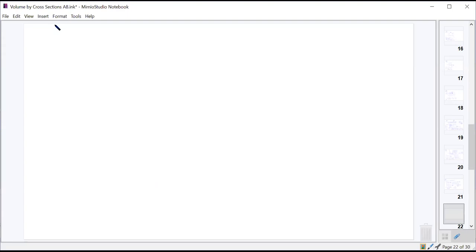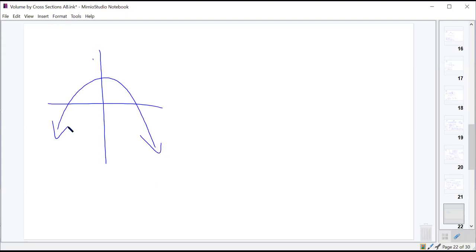I got it up here. I was pulling it up on my phone. Okay. 1 minus x squared. Oh, so 1 minus x squared. So that's this. That probably looks like this.